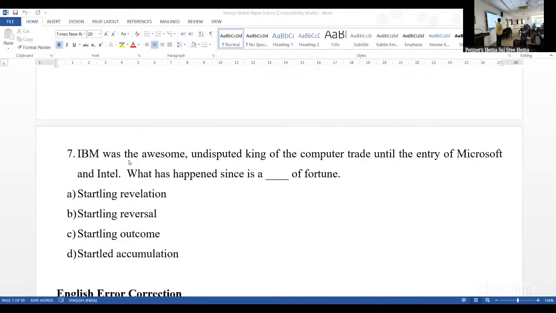IBM was the king until Microsoft and Intel came into picture. Once Microsoft and Intel came into picture, what happened? IBM was out of the game. So what happened? Startling reversal of fortune. So their fortune got reversed.